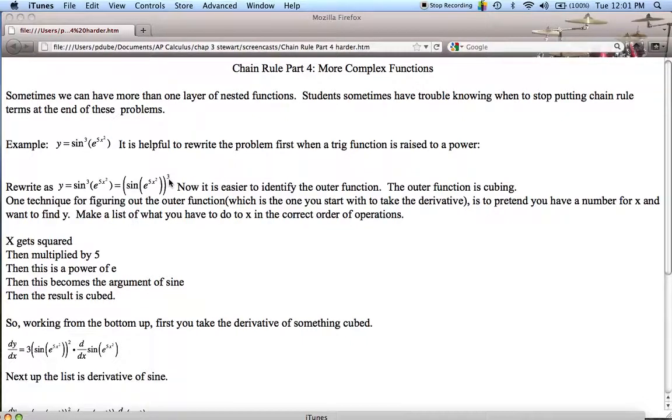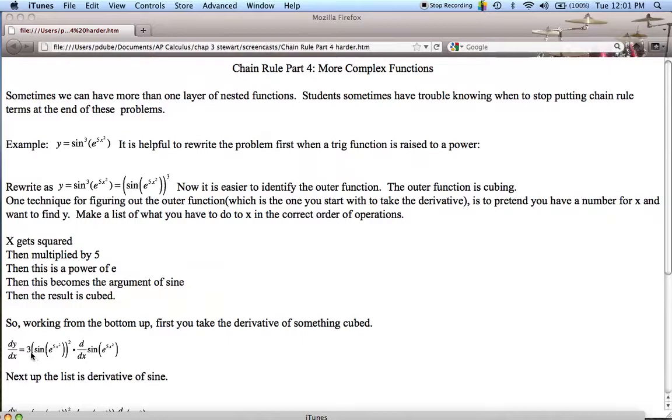So the first thing you're going to do is deal with the cubed. Here, x gets squared, multiplied by 5, that becomes a power of e, that becomes the argument of sine, and then the result is cubed. For the chain rule, to take derivatives of your function, you work from the bottom up. The first thing you have to do is take the derivative of something cubed. The rule for taking the derivative of something cubed is you do 3 times the something squared. You don't change the something.